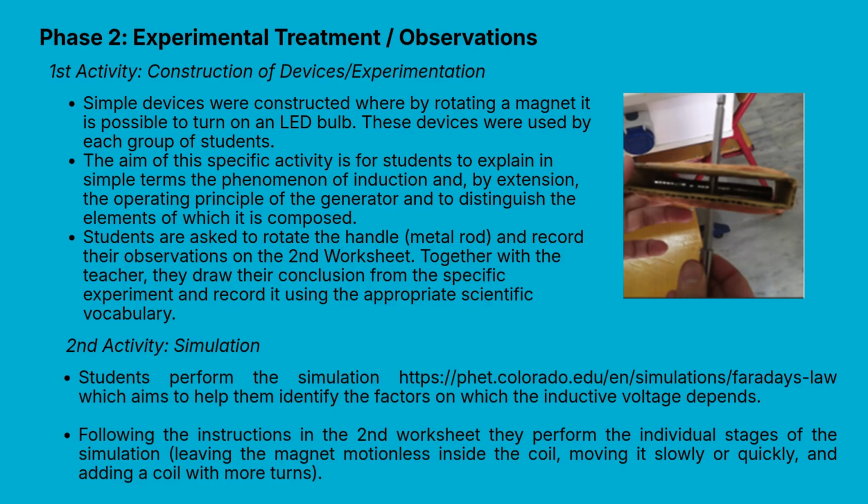In the face of experimentation, simple devices were constructed by students where by rotating a magnet it is possible to turn on a LED bulb. The aim of this specific activity is for students to explain in simple terms the phenomenon of induction and to distinguish the elements of which a generator is composed.